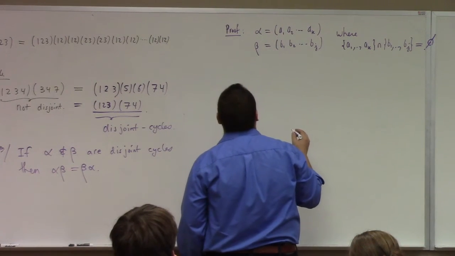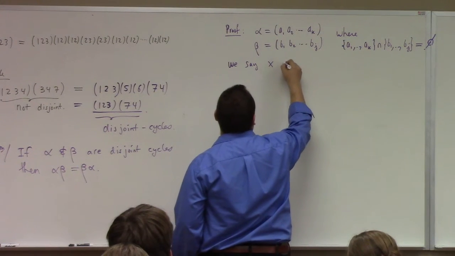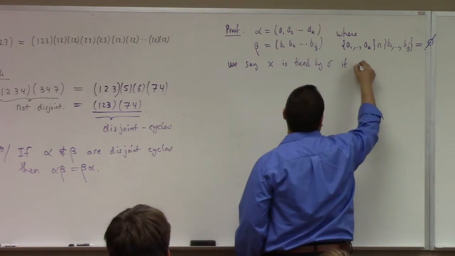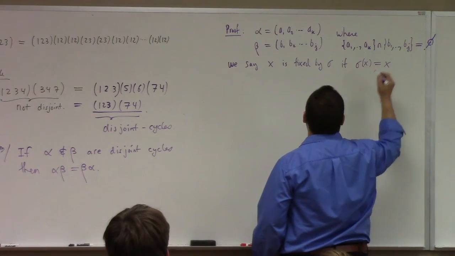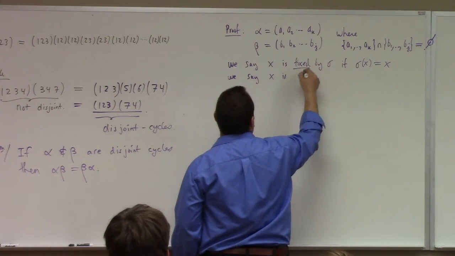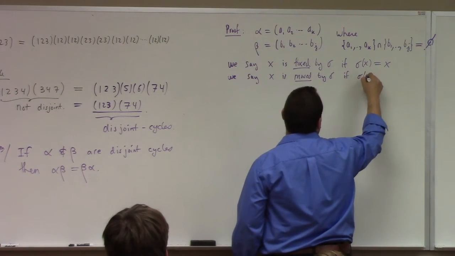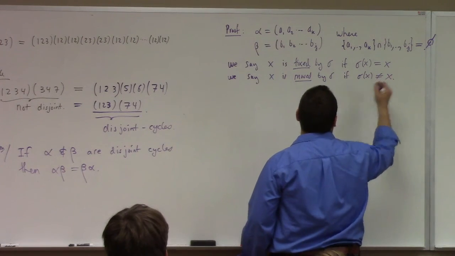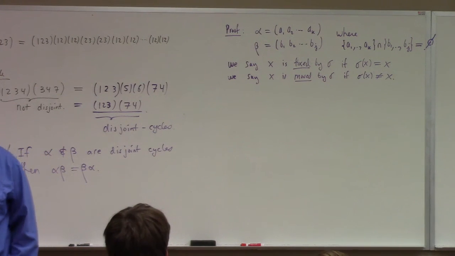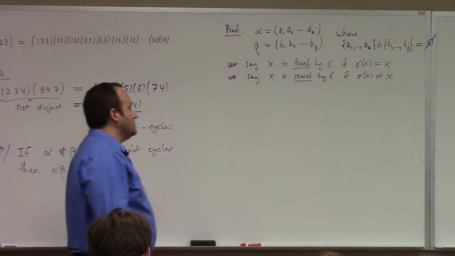So we need a little bit of terminology. We say that x is fixed by sigma if sigma of x is equal to x. And we say x is moved by sigma if sigma of x is not equal to x. So a permutation either moves or fixes every number between 1 and n.